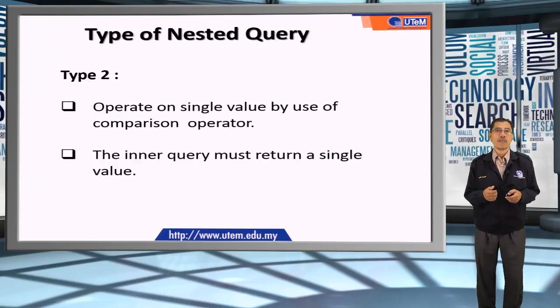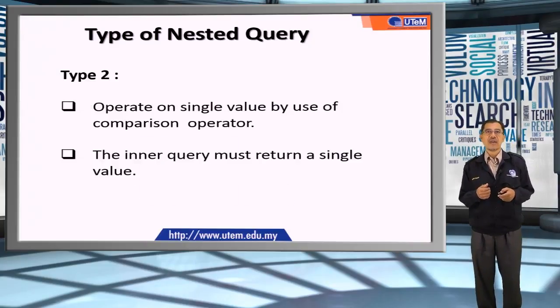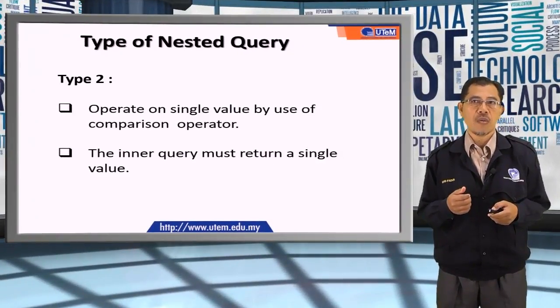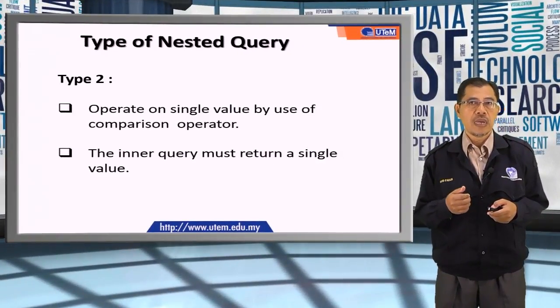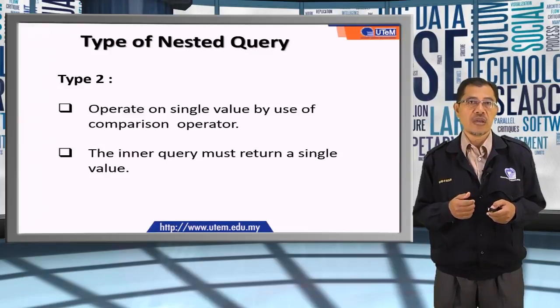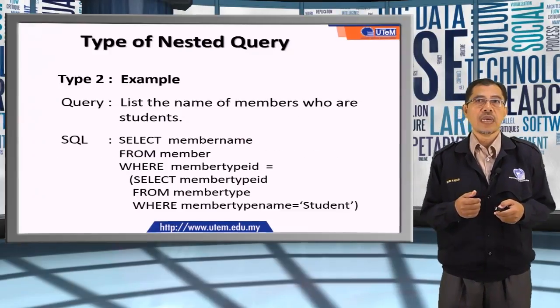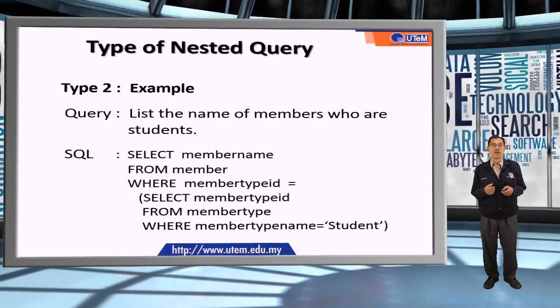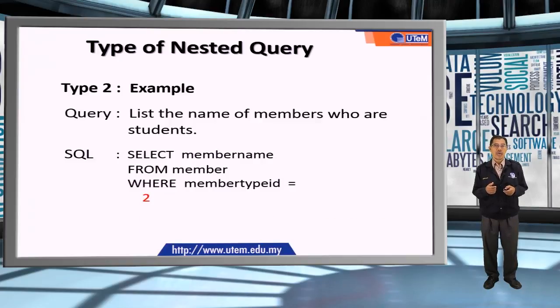Type 2 nested query operates on single values by the use of a comparison operator. In this type, the inner query must return a single value. For example, in the query that asks for the name of member IDs who are students. This query can be solved by first finding the member type ID for student, which is 2, and then find the name of member whose member type ID is equal to the value returned by the inner query.